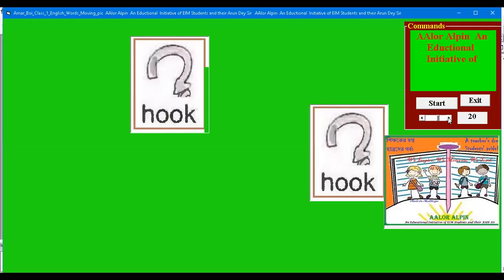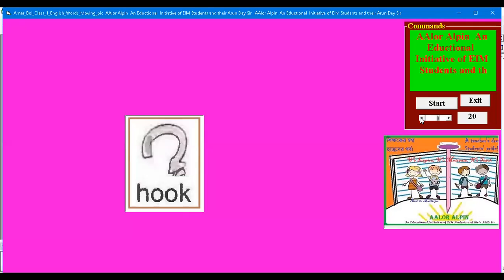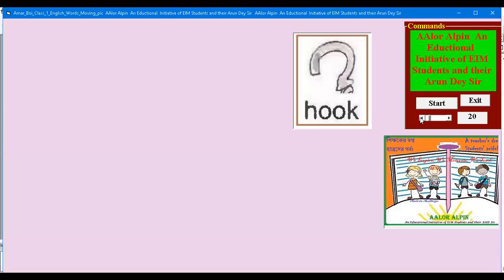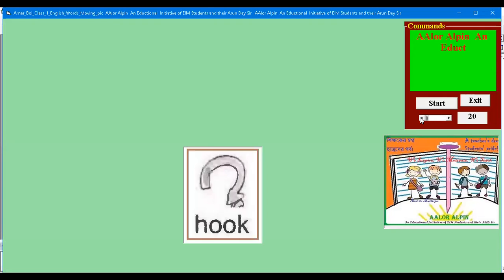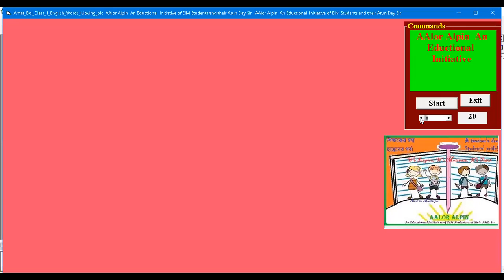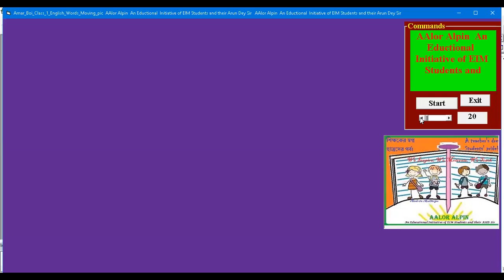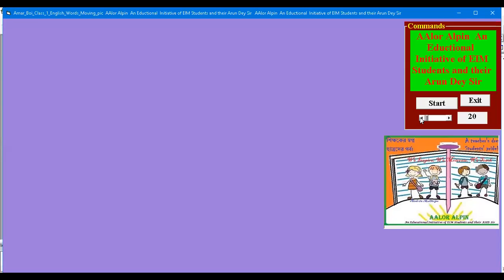আবার হুক এসছে, হুক। That is a hook. That is a hook.